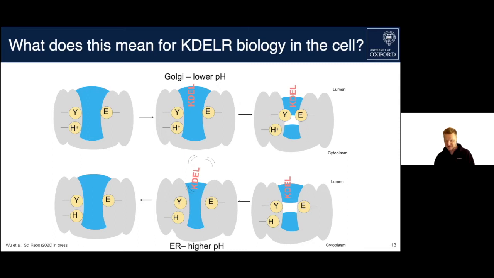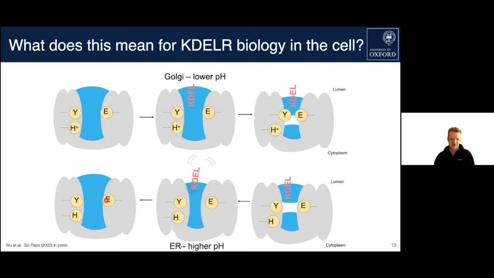You then have this recognized by the COP1 complex, and then this will be trafficked into the ER. So all of this in the bottom row is the ER, okay? And in the ER, the higher pH means that this histidine is likely to now be neutral, okay? And that will then move the distribution of water pockets back to what we saw in the apo state, which will help the KDEL to dissociate.